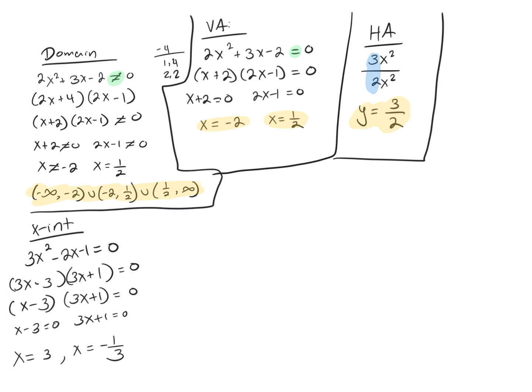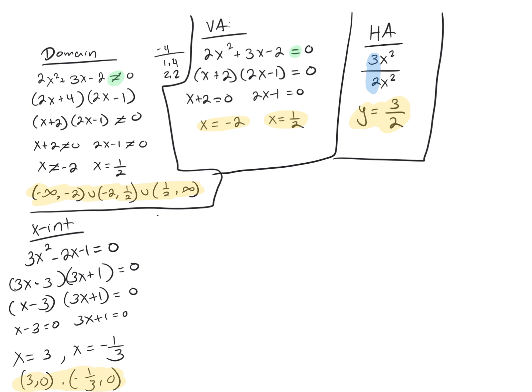Now, you wouldn't write the x-intercept like that. You would write it as an ordered pair. So it's going to be 3, comma, 0 and negative 1/3, comma, 0. That would be your solution for the x-intercept.